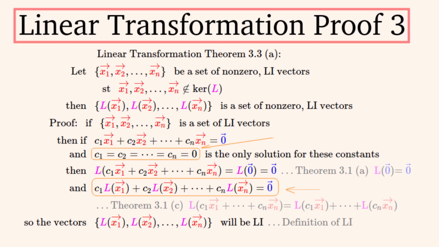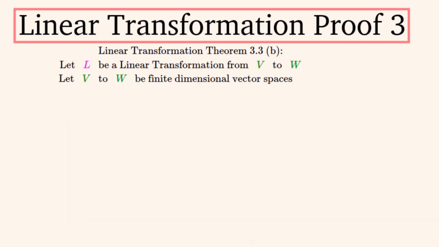And these vectors will be linearly independent too, because the constants c1 to cn being equal to 0 will be the only solution for this equation being equal to the 0 vector. And this proof can go in reverse, so if the outputs of this function are linearly independent, then their inputs will be too. And now to prove the main part of this theorem, which is part B.